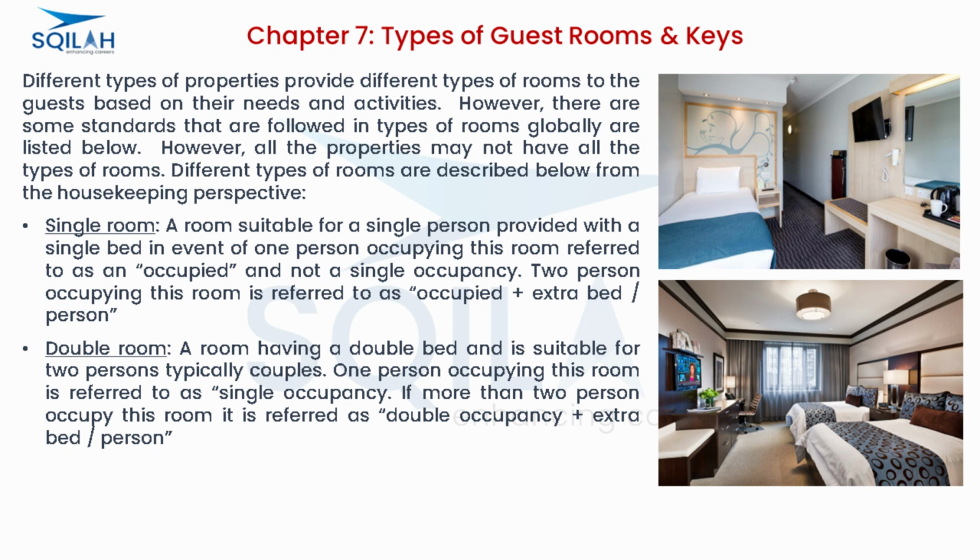Single room. A room suitable for a single person, provided with a single bed. In the event of one person occupying this room, it is referred to as single occupancy. Two persons occupying this room is referred to as occupied plus extra bed/person. Double room. A room having a double bed and suitable for two persons, typically couples. One person occupying this room is referred to as single occupancy. If more than two persons occupy this room, it is referred to as double occupancy plus extra bed per person.